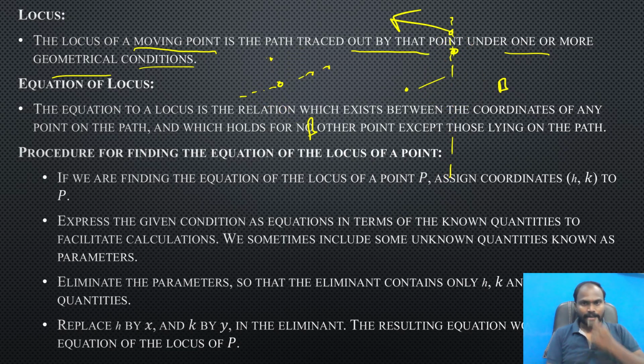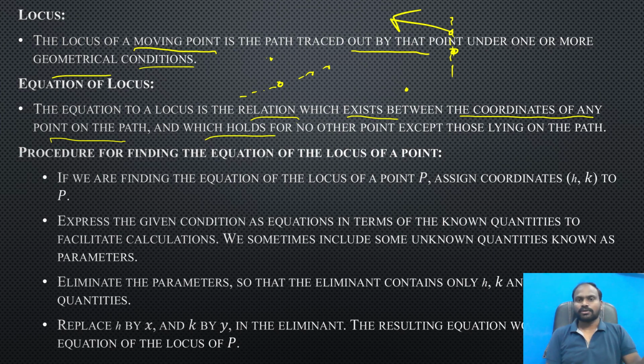And then you can see the equation of a locus, I have given these notes here. The equation to a locus is the relation which exists between the coordinates of any point on the path and which holds for no other point except those lying on the path. That is what we are discussing here now.